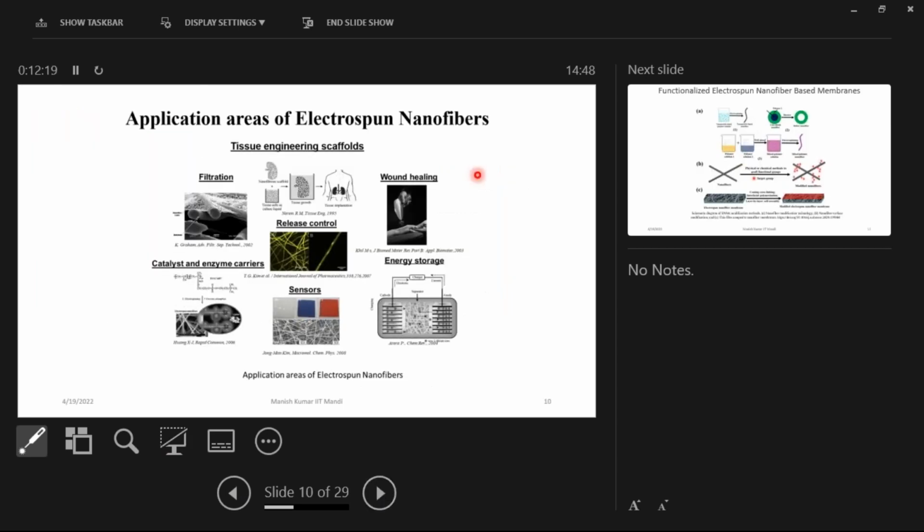So now, the applications of electrospun nanofibers. Now people are using these nanofibers for different applications, like filtration, tissue engineering, wound healing, energy storage, sensors, and catalyst and enzyme carriers. I am working on the filtration part, so I am using these nanofibers for filtration and as biomolecule sensors. I'll be talking about electrochemical sensors and filtration, these two topics only.